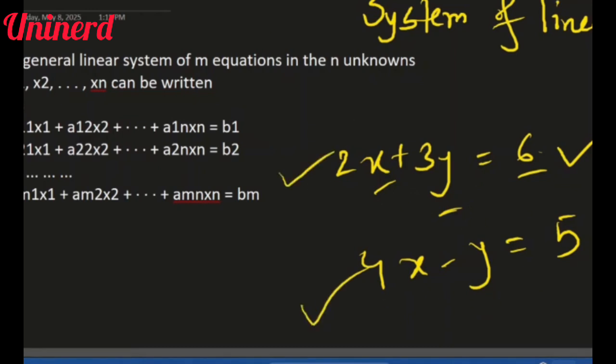So a general linear system of m equations in n unknowns: we have m equations, 1, 2, 3, and so on up to the last one, m. And if we have n unknowns, x1, x2, x3, and so on, up to xn, then this general linear system can be written like this. We have m equations and n variables in the system, and this is called the general linear system.